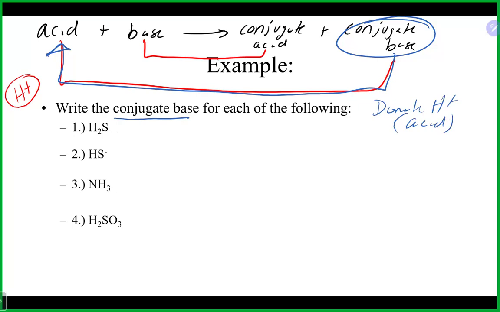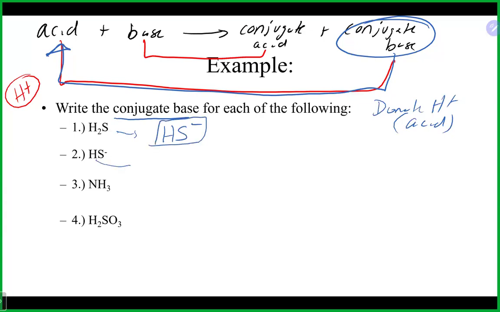So if we start here, we're going to take off a hydrogen. It leaves us one hydrogen and a sulfur. It was neutral to begin with. So as I've been talking about, the positive charge is important. When you lose one positive, you become one more negative, and you do end up with HS minus as the formula here for our conjugate base.